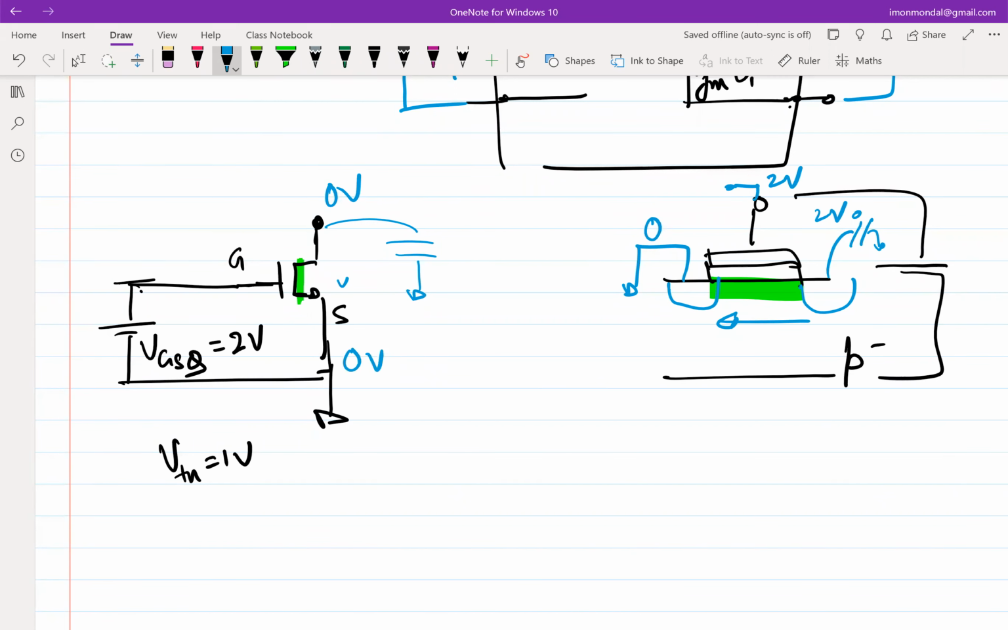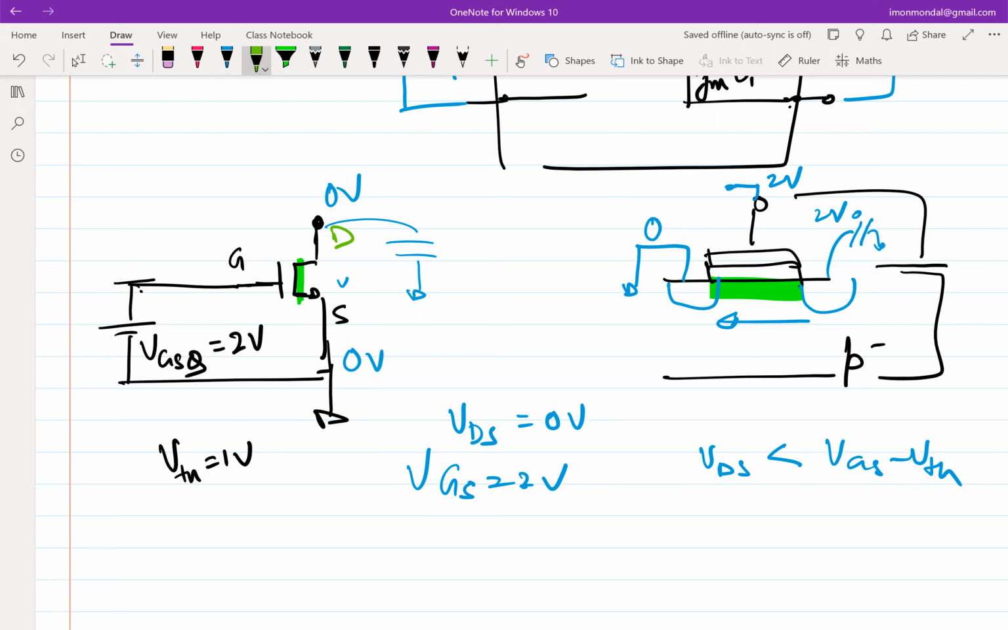VGS is high. Which region of operation is this at? Linear. It's in linear because VDS is equal to 0 volt, VGS is equal to 2 volt. So clearly, your VDS is less than VGS minus VTH. Okay, so this is drain. This is source. So do you agree with the fact that the capacitor will discharge? You don't agree or agree?